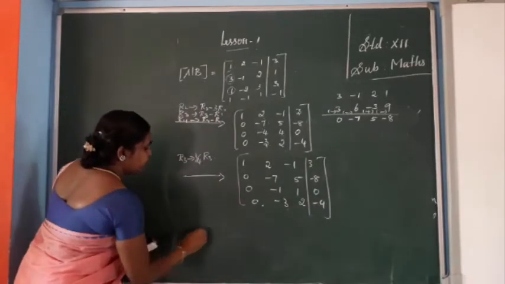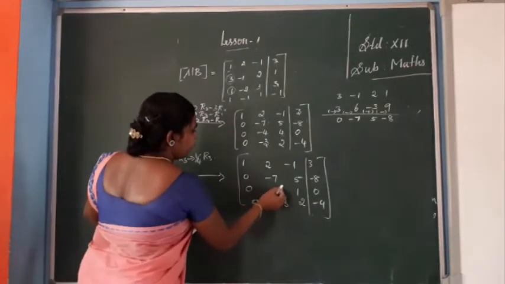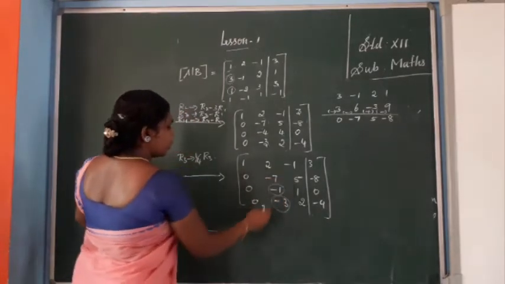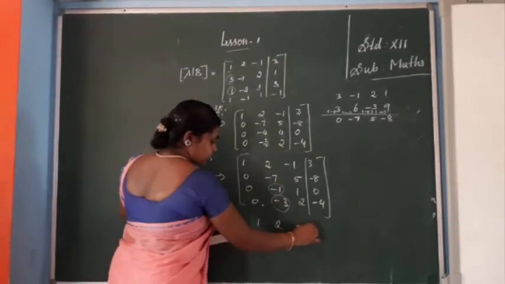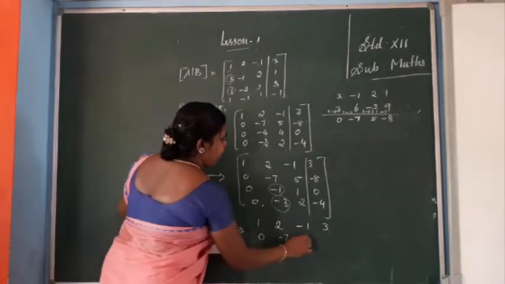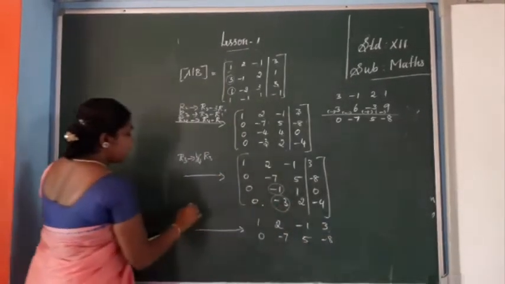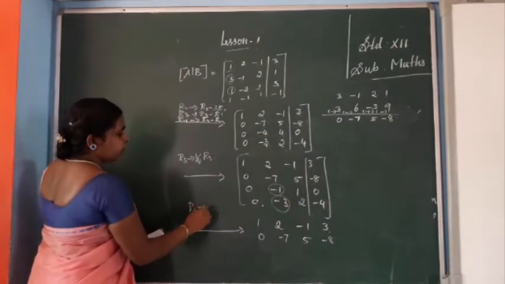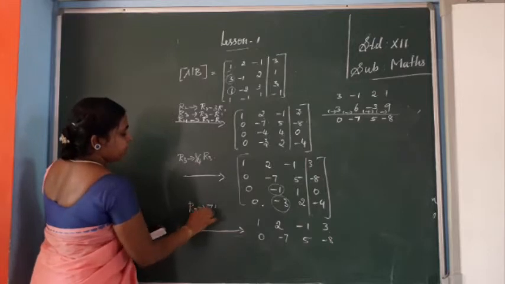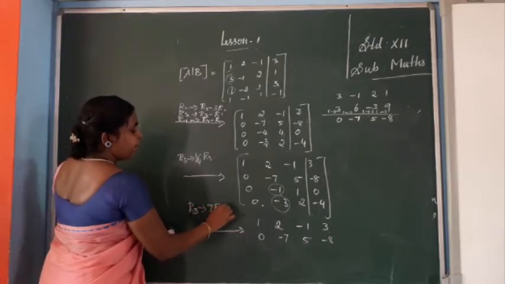Next we are going to convert these 2 places to 0, so I am using the second row. 1, 2, minus 1, 3. Next row 0, minus 7, 5, minus 8. R3 gives 7 R3 minus R2.